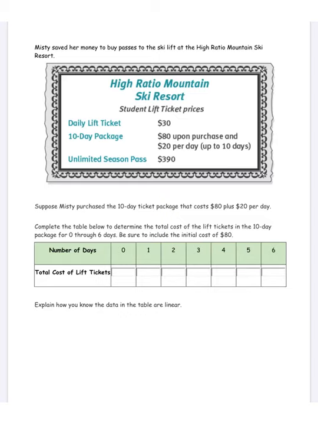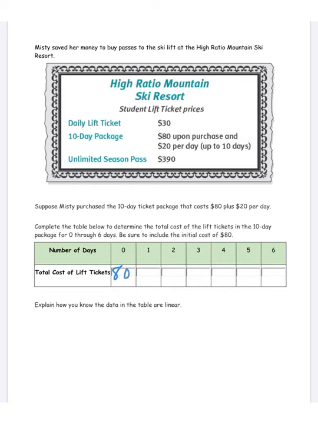you can buy. And it says suppose Misty purchased the 10-day ticket package that cost $80 plus $20 per day. Complete the table below to determine the total cost of the lift tickets in the 10-day package for 0 through 6 days. Be sure to include the initial cost of $80. Okay, so if Misty goes to a ski resort and she buys the package, she doesn't necessarily go skiing, but she buys the package. The 10-day package is going to cost her $80. So even if she doesn't go skiing, the 10-day package is going to cost her $80.